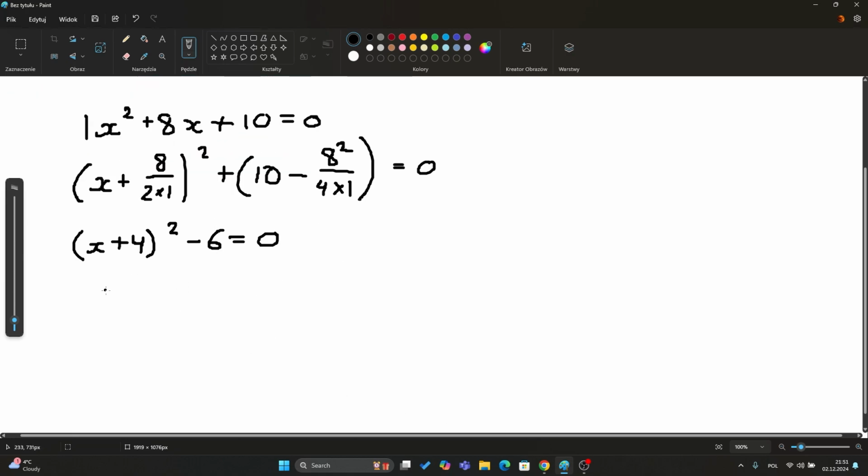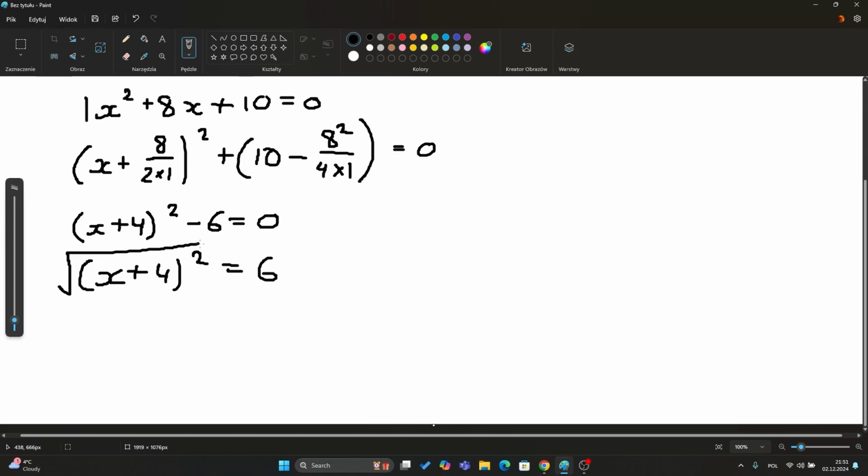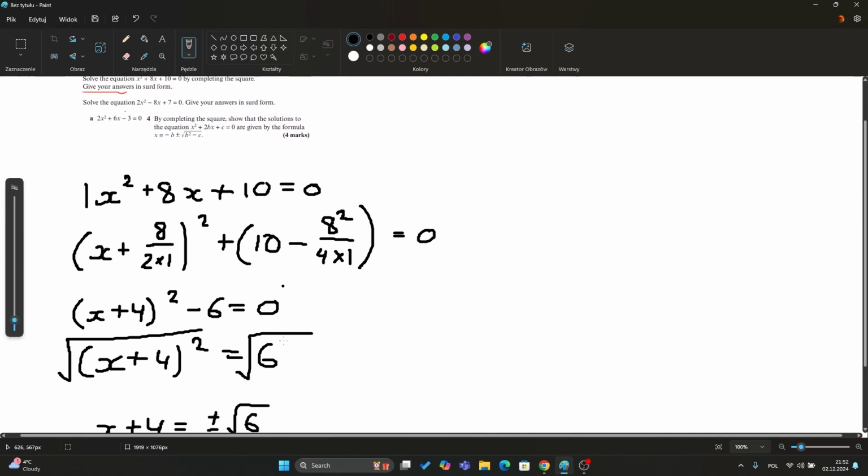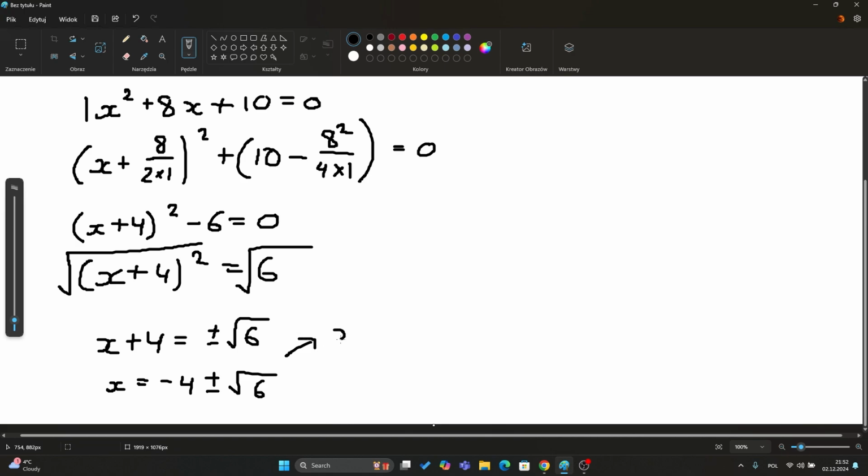Now we put the minus 6 to the other side. And then we square root both sides, so we get x plus 4 equals plus or minus the square root of 6, and x equals minus 4 plus or minus the square root of 6. It told us to give it in the third form, so x equals minus 4 plus root 6, and x equals minus 4 minus root 6.